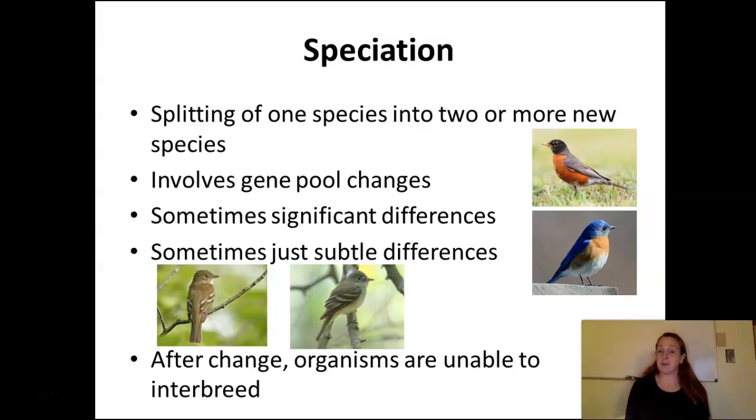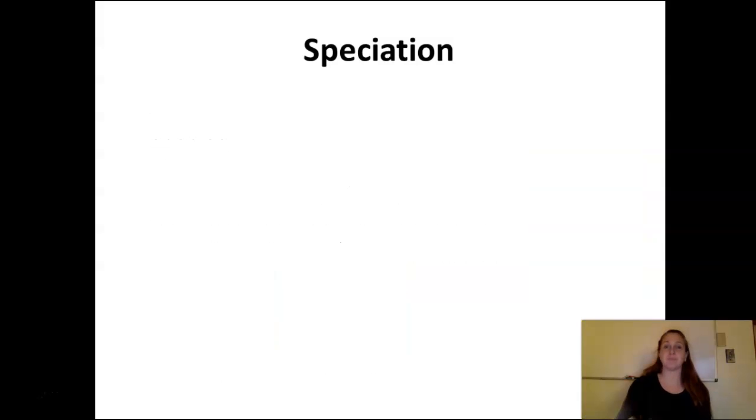Remember that our robin and bluebird are closely related to one another. They look dramatically different. Our flycatchers, on the other hand, are very similar to one another. So this is showing us that sometimes after speciation, we can have those really subtle differences. Regardless of whether the differences in the species is dramatic or subtle, after the change, those organisms are going to be unable to interbreed and produce viable offspring.